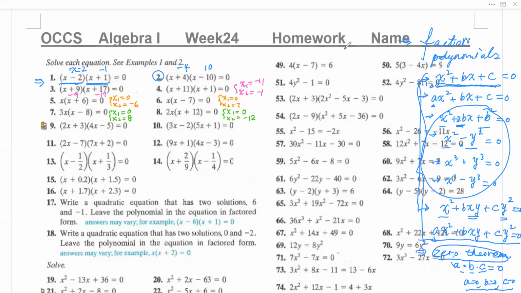Next, Song Tang, number 9. For number 9, I got x equals -3/2 or x equals 5/4. 3 over 2, right? Yeah. And the other one is 5 over 4. All right, number 10.